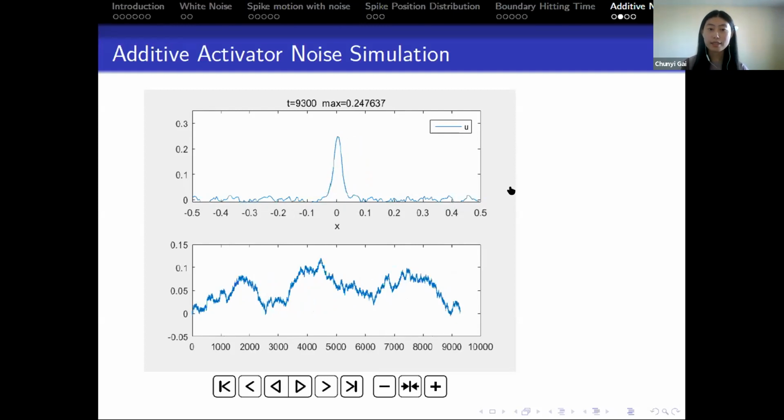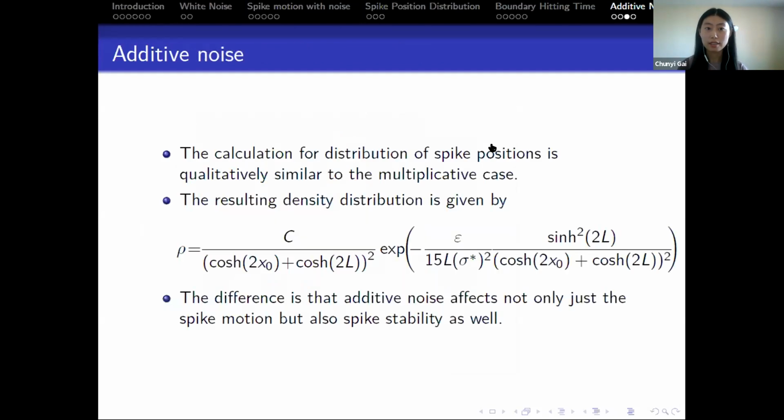So basically, we can study the same questions we just did for the additive noise case. Here we computed the stationary distribution of the spike positions, and the result is shown here. The calculation is similar to the multiplicative case. A big difference is that this sigma star has to be recomputed. However, for the additive noise case, we also found some new phenomena: this noise affects not only the spike motion, but also the stability.